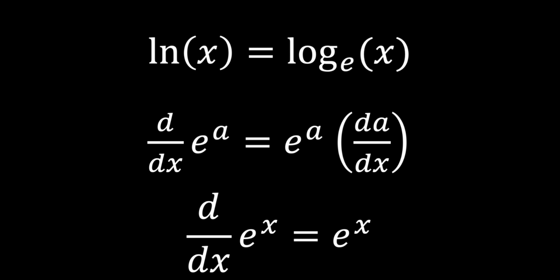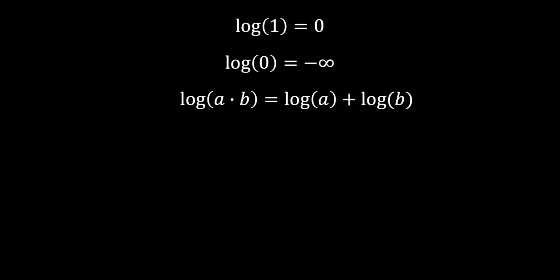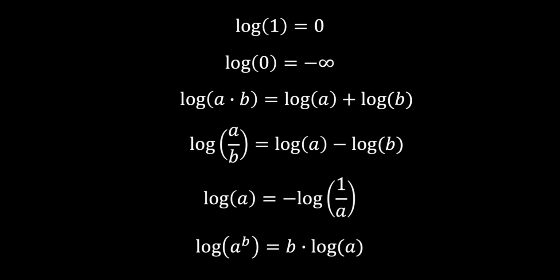There are many useful mathematical relations that we can manipulate regarding the log function, and they are based on the properties of exponentials. The logarithm of 1 is equal to 0, and the logarithm of 0 does not exist. The logarithm of a product is equal to the sum of the individual logarithms. The logarithm of a quotient is equal to the difference of the individual logarithms. The logarithm of a value is equal to the negative logarithm of its inverse. The logarithm of an exponential is equal to the product of the exponential factor and the logarithm of the base.